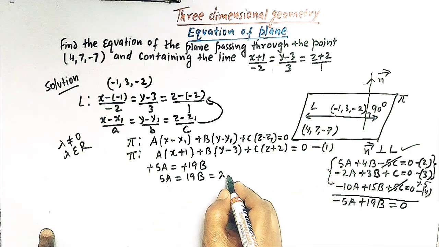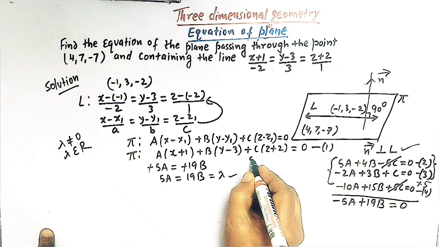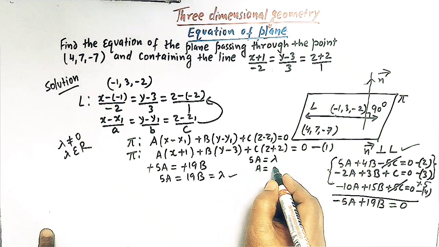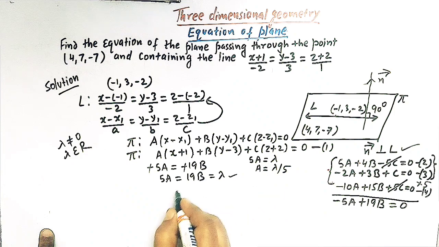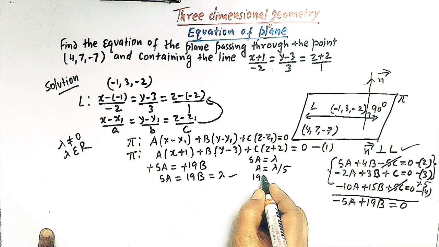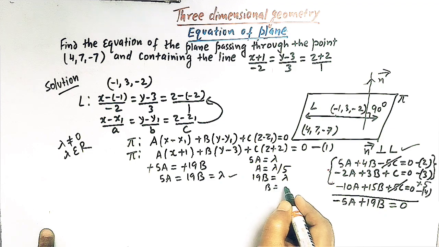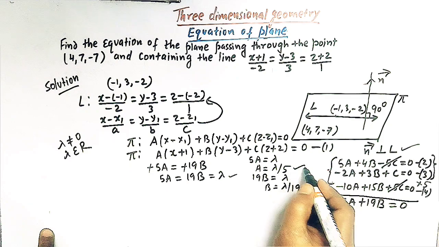So from here we can now write 5a is equal to lambda. So a is equal to lambda over 5, and from here we have 19b is equal to lambda. So b is lambda over 19. So now a and b are expressed in terms of lambda.